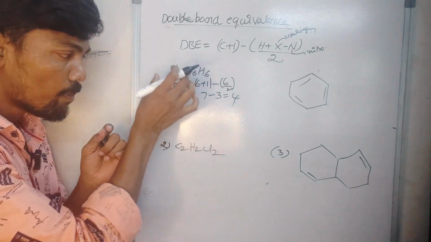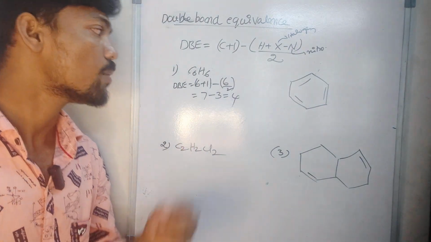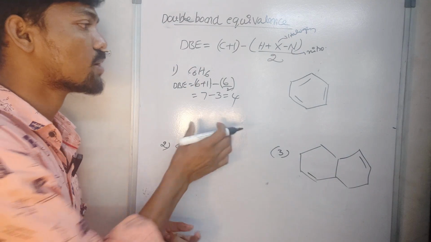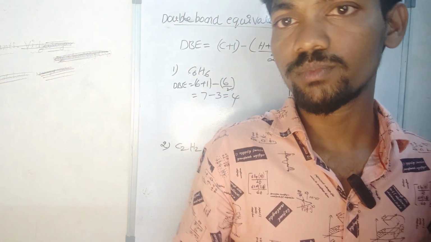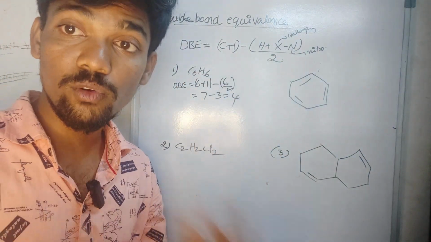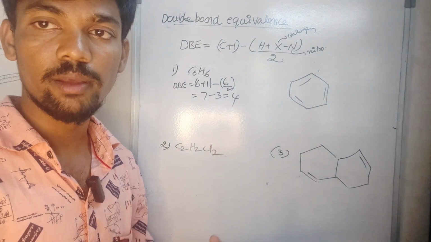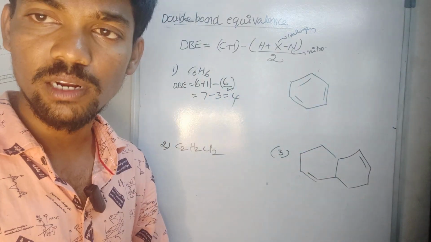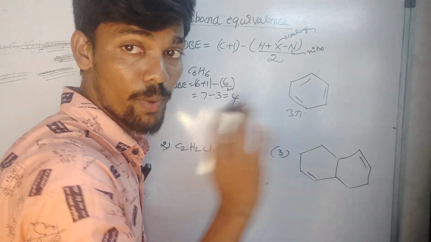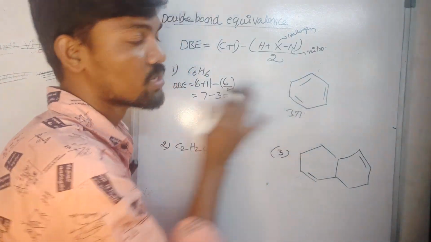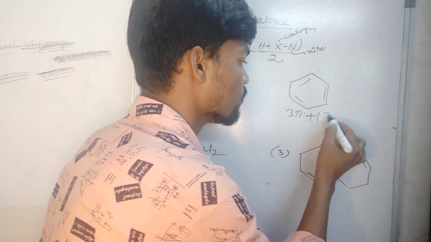When they give the molecular formula, we can calculate using this formula. If they give a structure, how can you find it? Counting this way is too long, so another way is to count how many pi bonds are there. 3 pi bonds are there. Count 3 pi bonds, not the number of electrons. How many rings are there? 1 ring is there. By adding 1, we get 4.